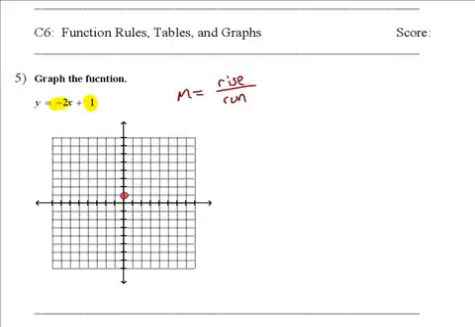And since this is equal to negative 2, I've got a rise of negative 2 and a run of 1. Negative 2 divided by 1 is the same as the negative 2. So if I rise negative 2, I'm actually going down 2. So I'll go down 2 from here, 1, 2, and I'm going to run 1. It'll put me right here.